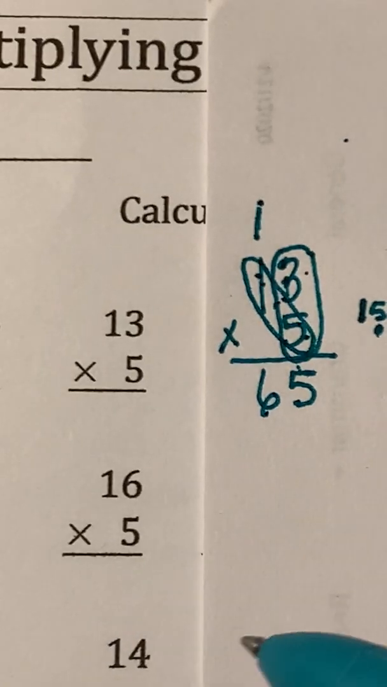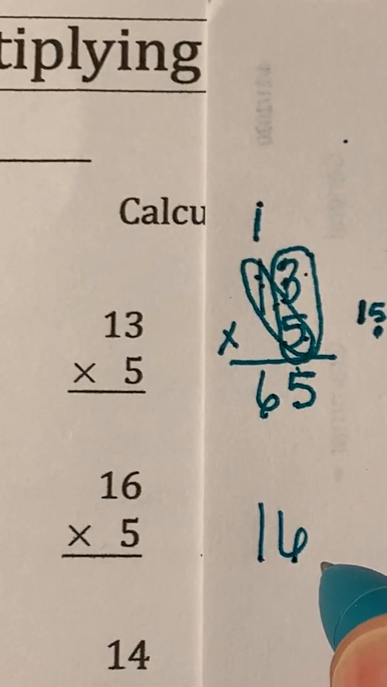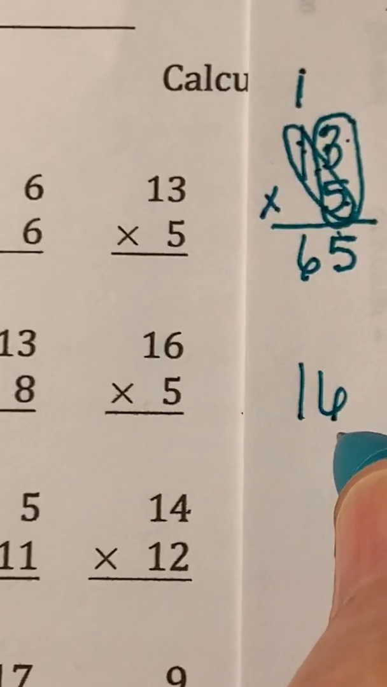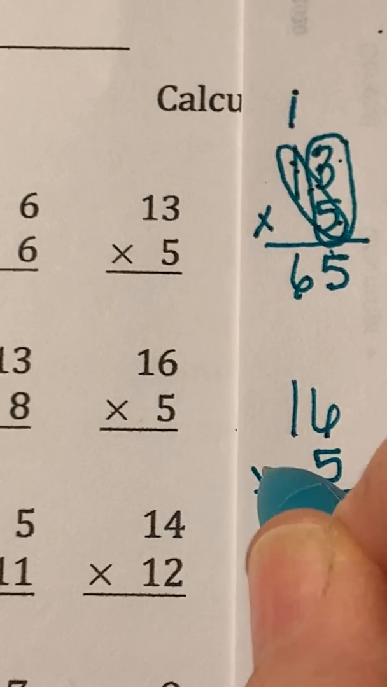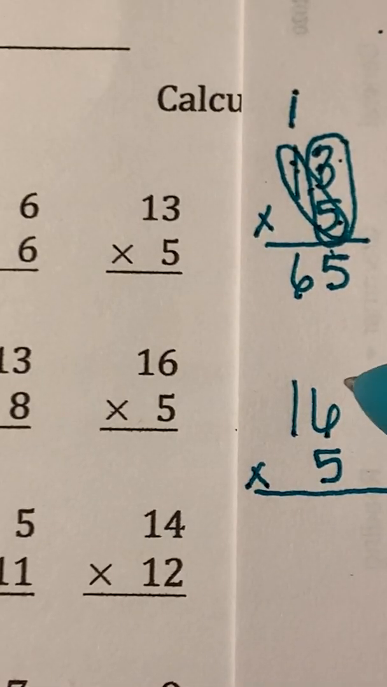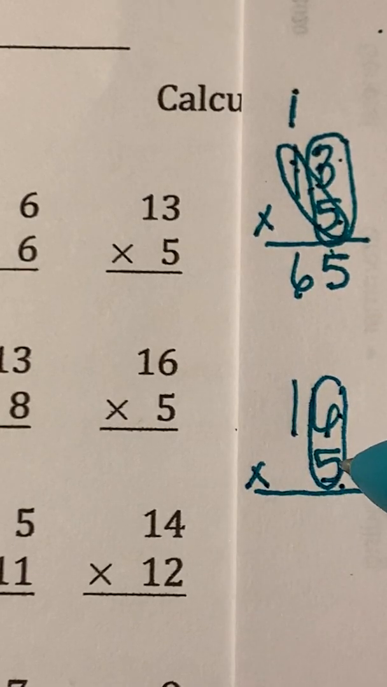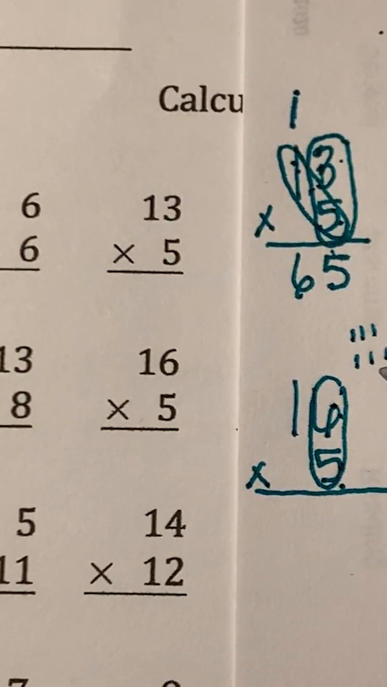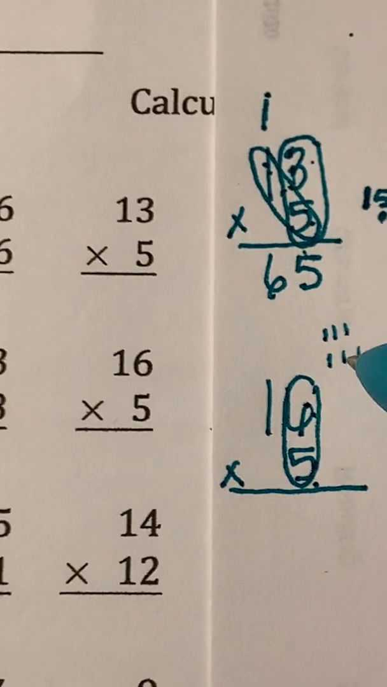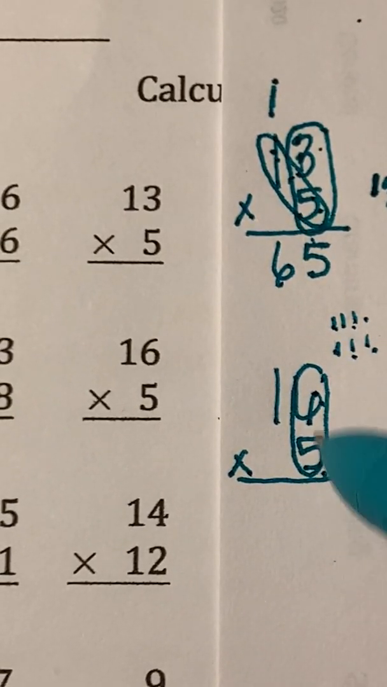Okay, let's do this one. 16 times 5. I'm going to do this first, 6 times 5. So I'm going to count by 5 6 times. 1, 2, 3, 4, 5, 6. 5, 10, 15, 20, 25, 30. So the answer is 30.